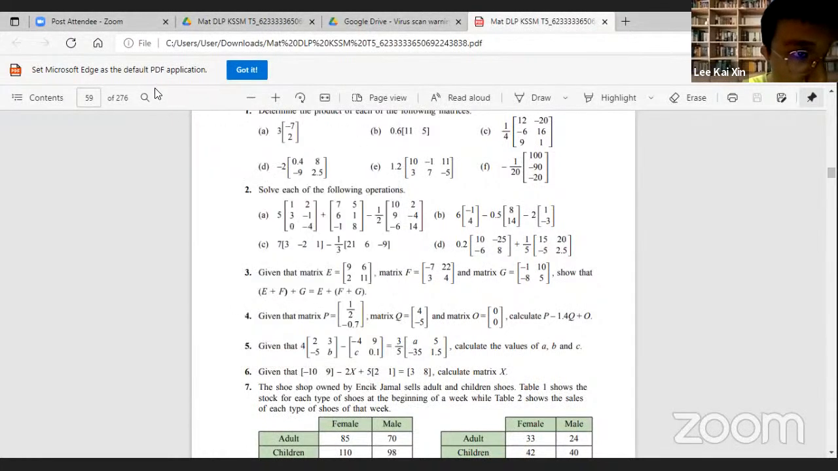Okay, so the first one, 3 times -7 and 2, very easy. As I said, when you multiply a matrix with an integer, you can just multiply it. Then you get -21, and then 3 times 2 is 6. So this is what you get.